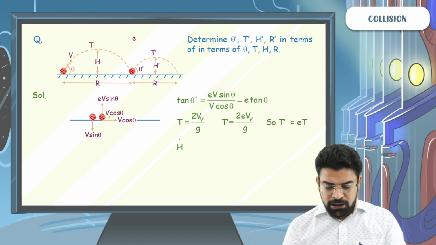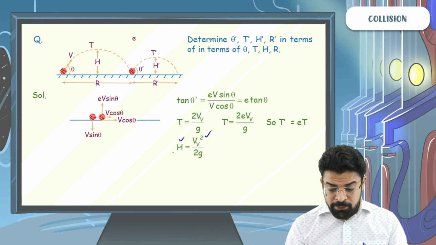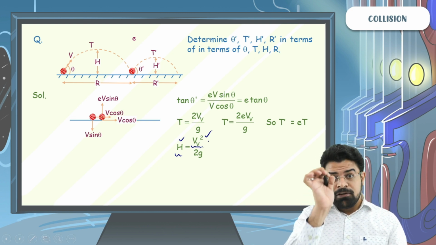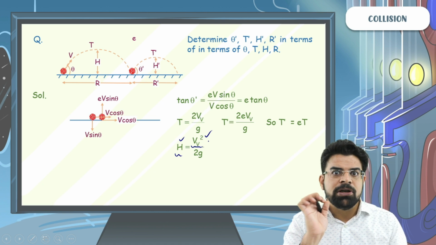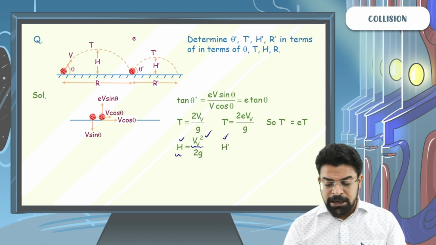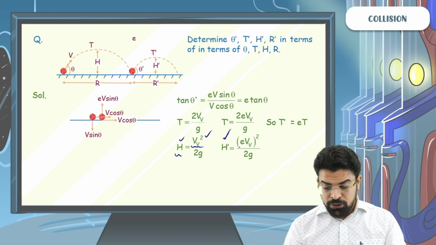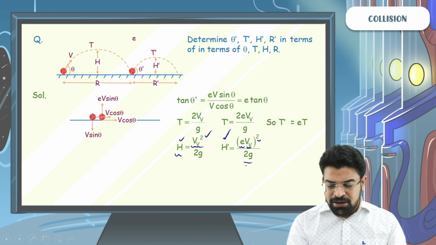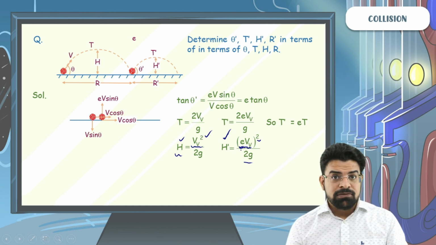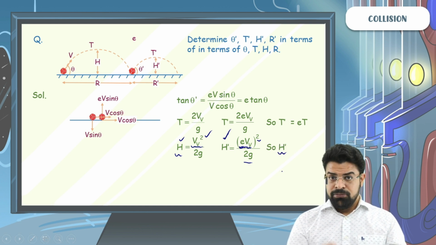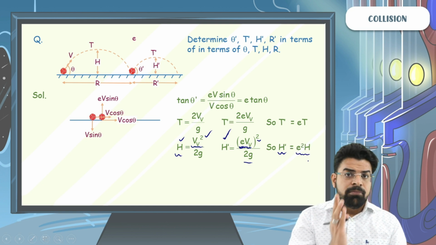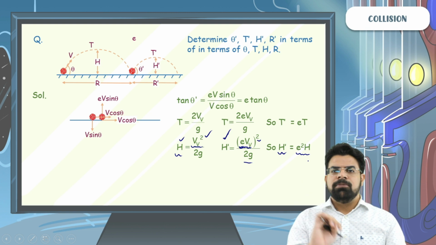We know that the maximum height attained is v vertical square by 2g. Now maximum height attained is proportional to v vertical square. After the first collision, the vertical velocity becomes e times. So the new maximum height attained, h dash, will be equal to (e times v vertical) whole square by 2g. So you get an extra term of e square. That's why the maximum height attained after the first collision equals e square times the maximum height attained in the first parabolic path. So easy.